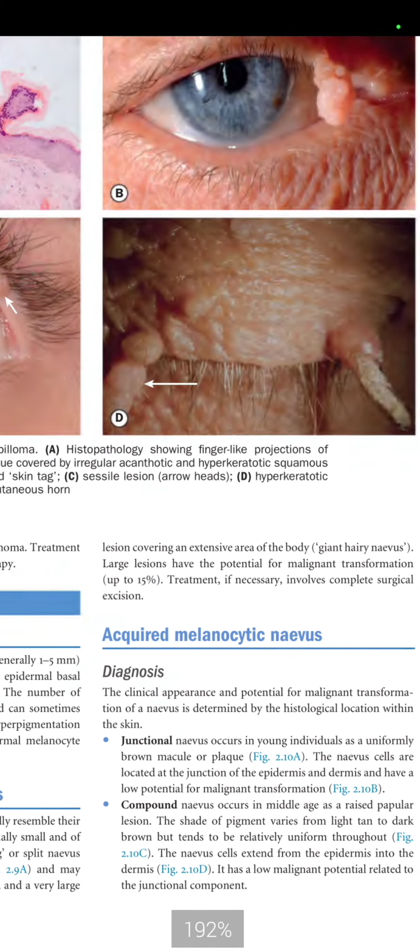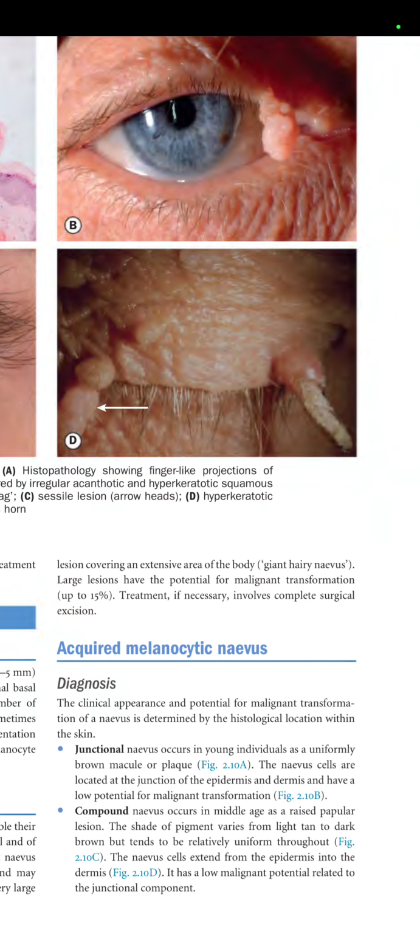Junctional nevi occur in young individuals as a commonly brown macule or plaque. So there are certain kinds of difference with it. Let's start with junctional, compound, and then intradermal.